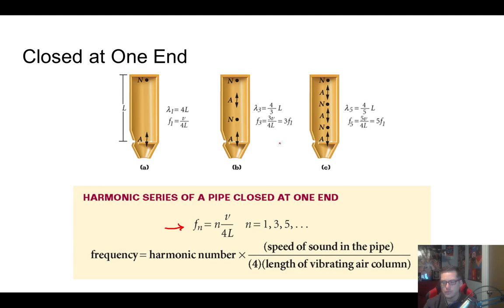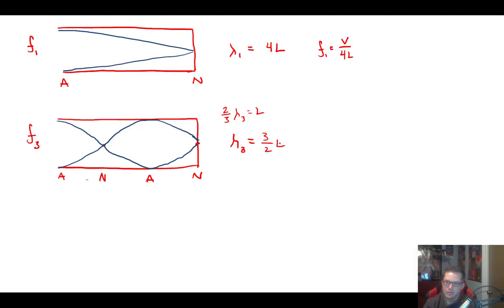Oh, they're 4/3. Wait. Node, antinode. Oh, not 2/3. You guys should have stopped me. It's not 2/3 of an L. So it's a good thing I double checked it. My bad. It's not 2/3 of an L.